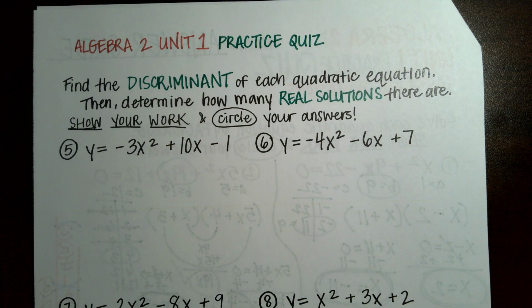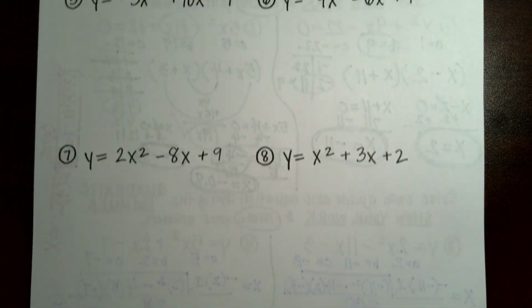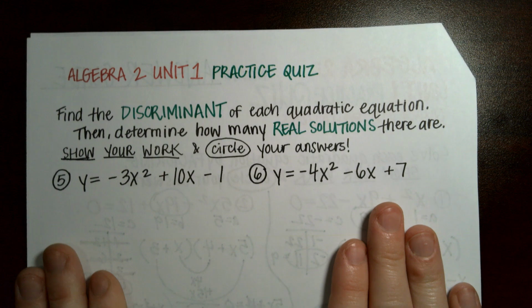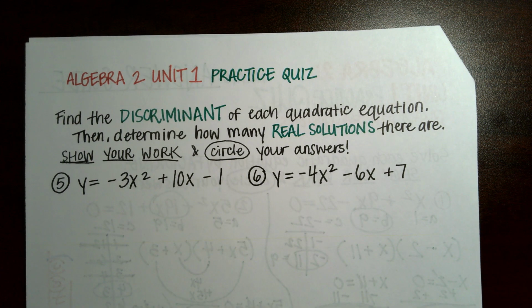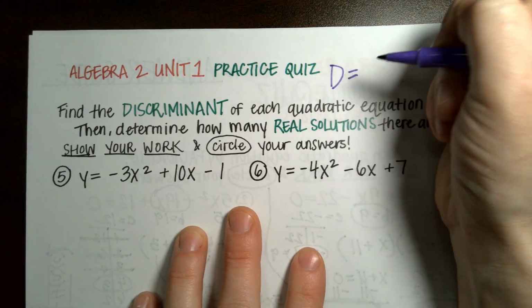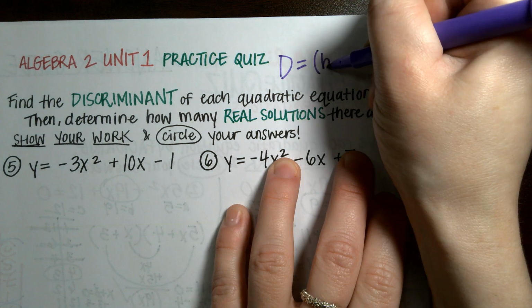So on the second page, this whole page is all about the discriminant. Okay, so remember the discriminant is just the part of the quadratic equation that's underneath the square root. So at the top of our quiz here, let's write the formula for that so we don't lose it. Make sure we have it. D equals what? D equals B squared. Good.